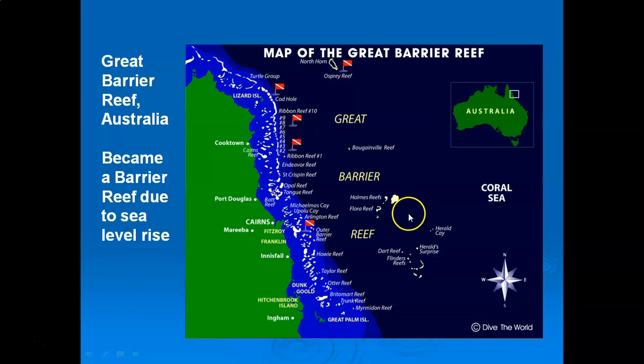Of course, the most famous one is the Great Barrier Reef, and this one is not really associated with a volcano. The famous Great Barrier Reef is located in the tropical waters of northeastern Australia. In this case, what happened is that since the end of the Ice Age, sea levels have risen and inundated and turned what was once a fringing reef into a barrier reef.